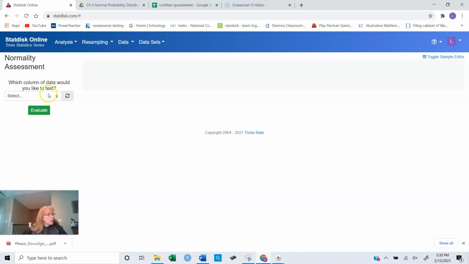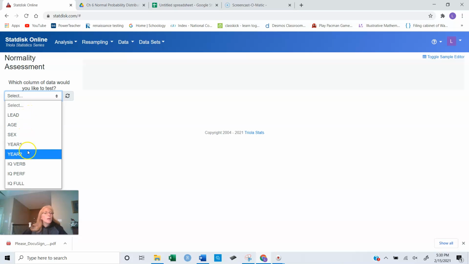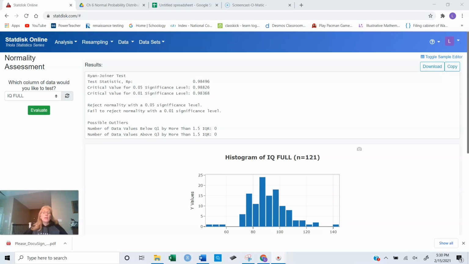And we are looking at, where is my IQ? All right, the full IQ is at the bottom. We're going to look at our histogram. And it is a very rough bell shape, but it is a bell shape, so this is good. So we can use this.